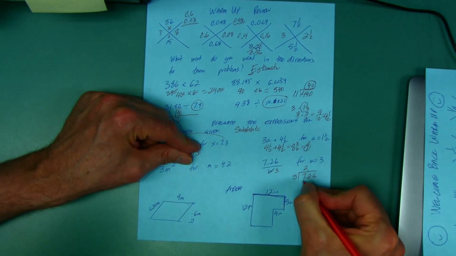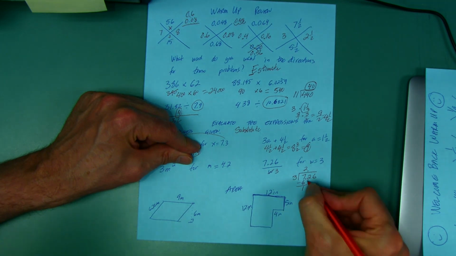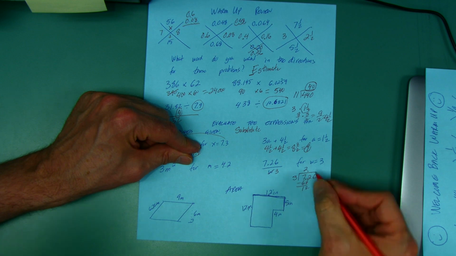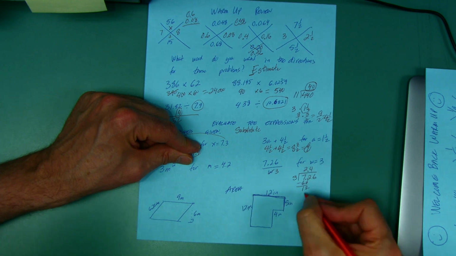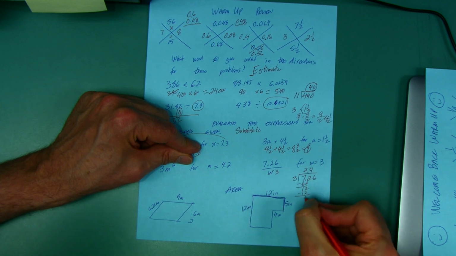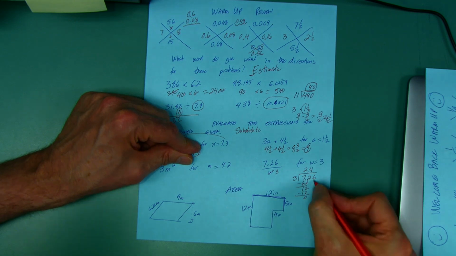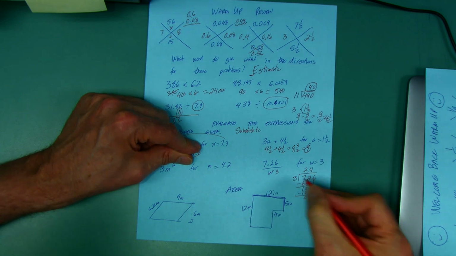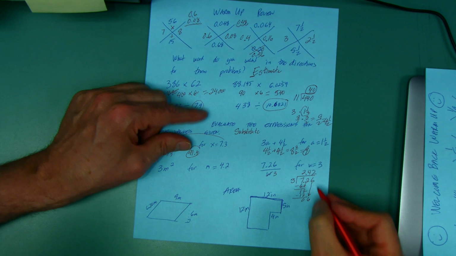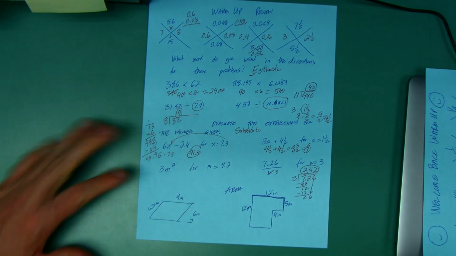2 times 3 is 6. Subtract. What do I do now? Bring down the next number. 3 goes into 12 4 times. 4 times 3 is 12. Subtract. What do I do now? Bring down the next number. And 3 goes into 6 twice. 2.42, 2 and 42 hundredths.